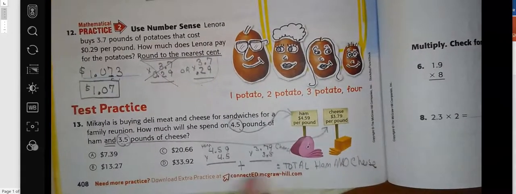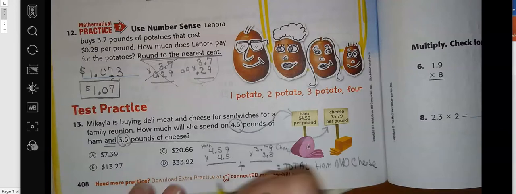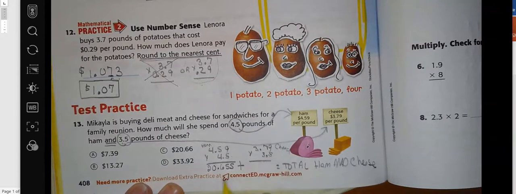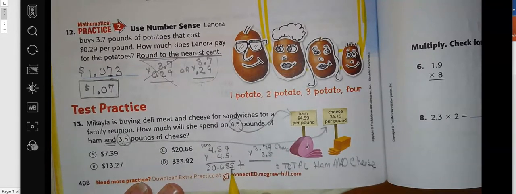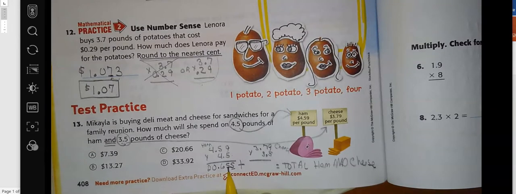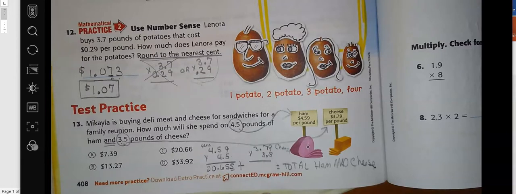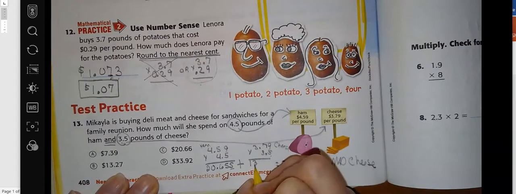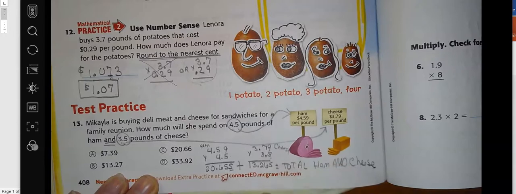Number 13, step by step, if we took $4.59 and we paid that for 4.5 pounds, we got 20 and 655 thousandths. We'll deal with that in a moment because remember, if we're talking money, we can only go to the nearest hundredth. But right now, let's get our cheese. $3.79. How many times are we buying that pound? 3.5 pounds. So that gets us 13 and 265 thousandths.